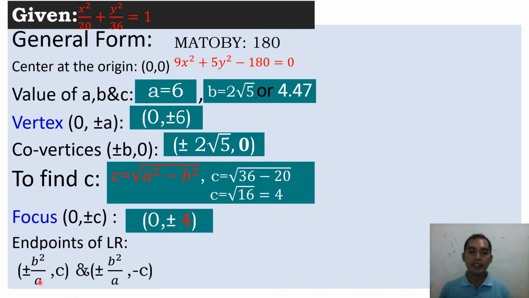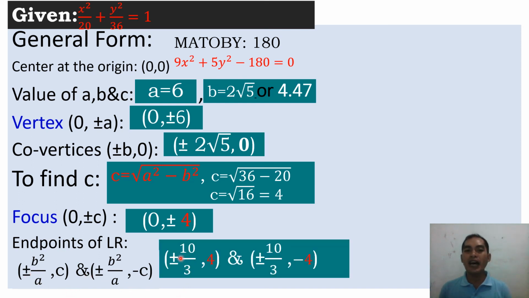Endpoints of the latus rectum, we have this formula. And we have positive, negative 10 over 3. Bakit? Yung 20 ay B squared. Okay? Ang B squared natin ay 20. But then yung A natin ay 6. 20 over 6 in lowest term is 10 over 3. Kaya kung mapapansin nyo, 10 over 3 dito. Always express your answer in lowest term. And this C is ito. 4, negative 4.